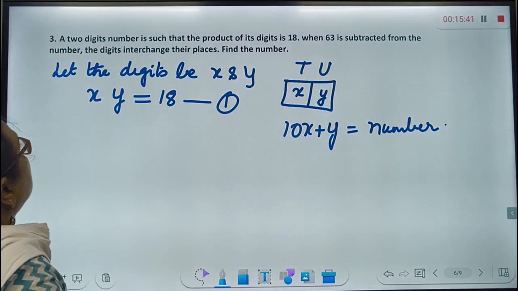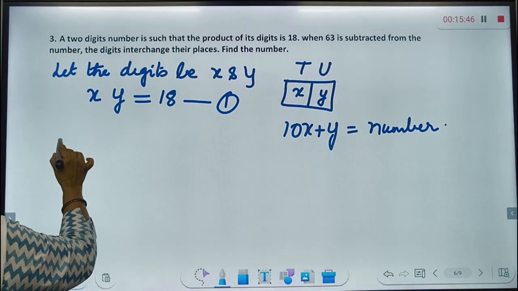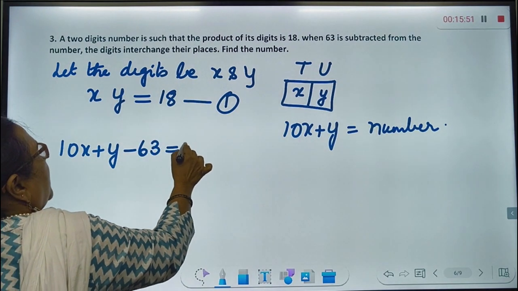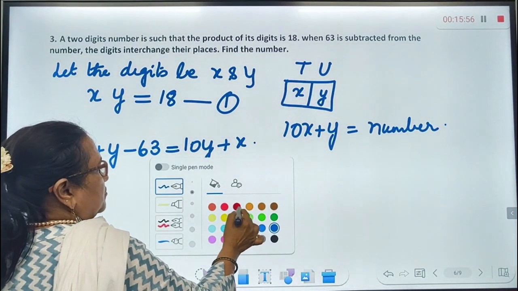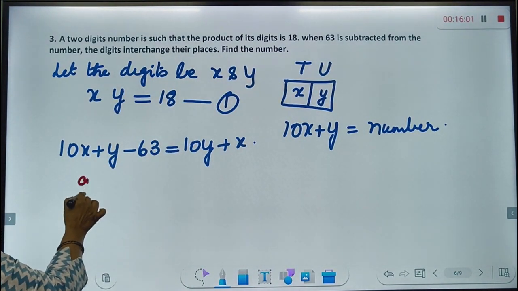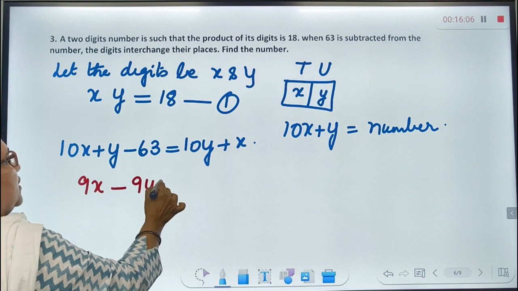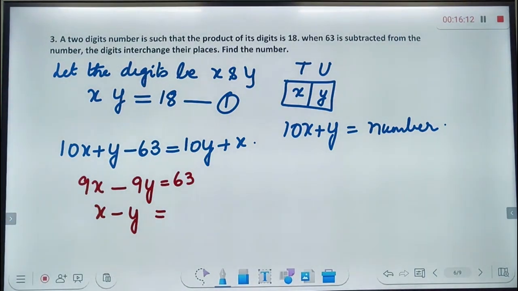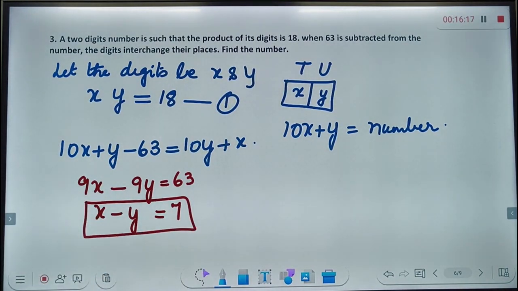Now, what is given? When 63 is subtracted from the number, the digits interchange their places. So, this is the number. I am subtracting 63. Then I get 10y plus x, where the digits are reversed. Now, what do I get? 10x minus x is 9x, plus y minus 10y is minus 9y, equal to 63. Or x minus y will be equal to 7. So, the difference in the digits is 7.